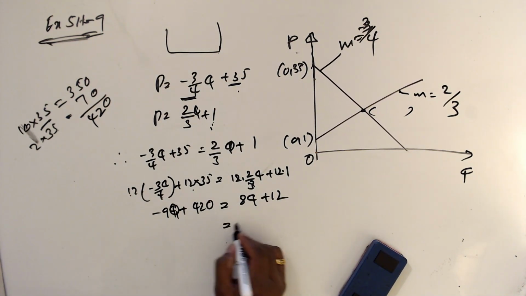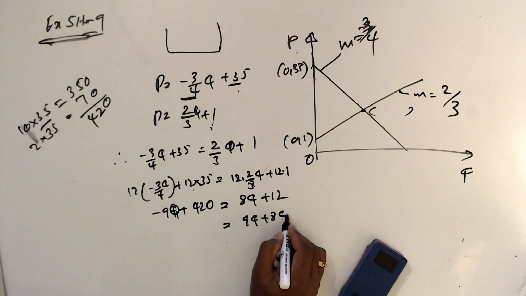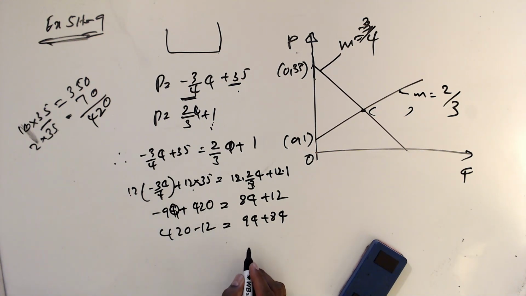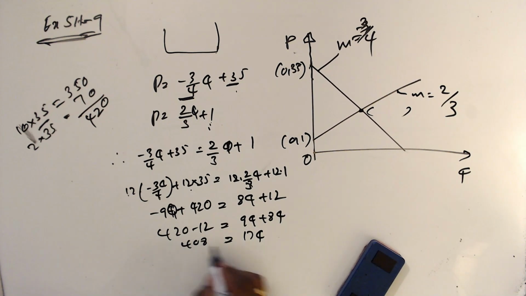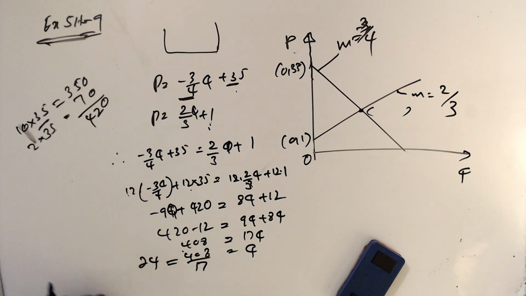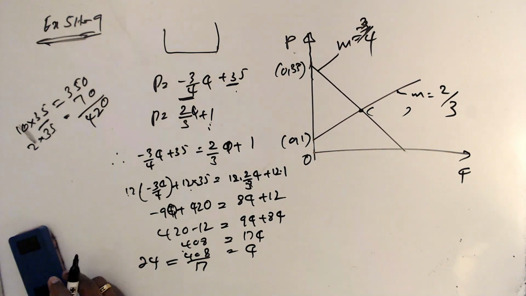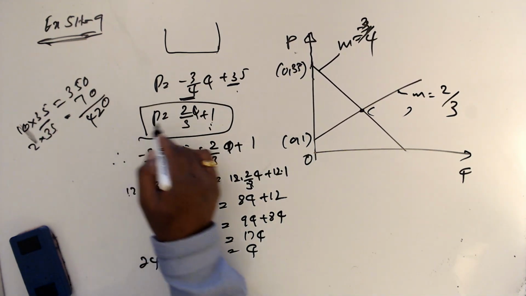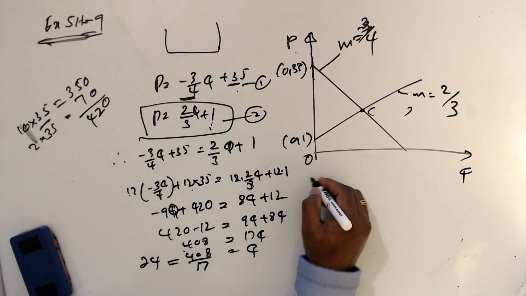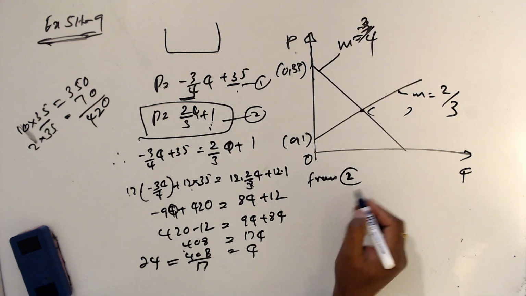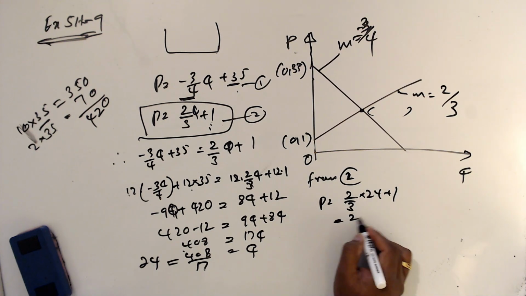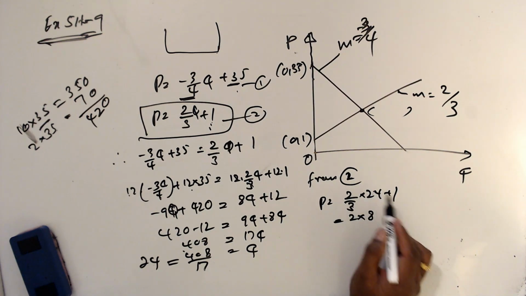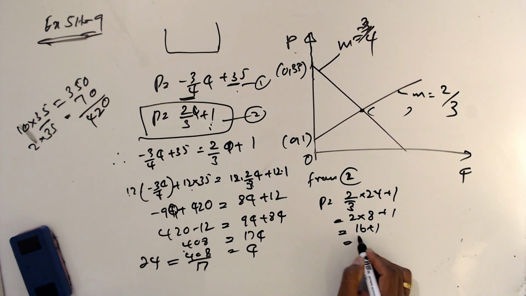So I'll bring the q to the other side. 9q plus 8q equals 420 minus 12. So 17q equals 408. So q equals 408 divided by 17, which is 24. Now we want to find the p value. From equation 2, p equals 2 over 3 times 24 plus 1. 2 times 8 plus 1 is 16 plus 1, which is 17.